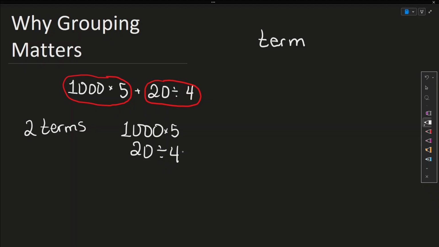So here's the big idea. The same numbers can create different expressions depending on the grouping and operation structure. And terms help us to describe the main pieces of an expression.